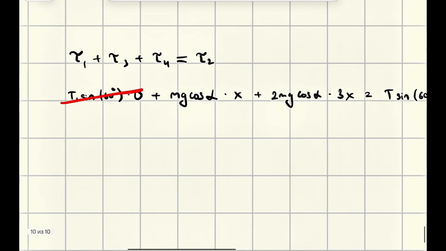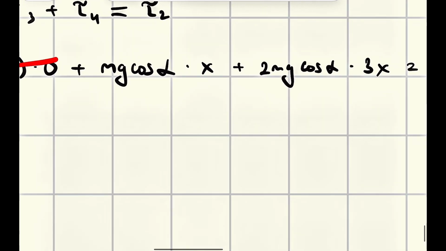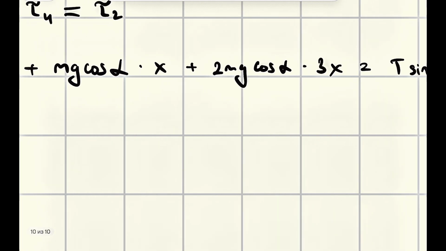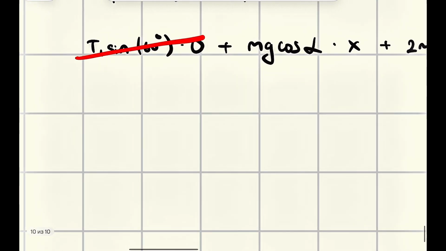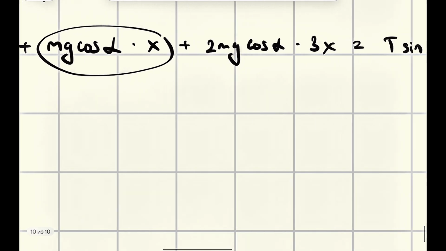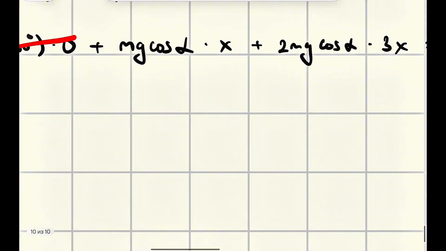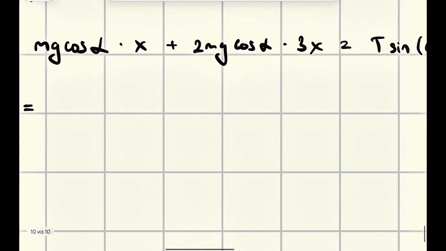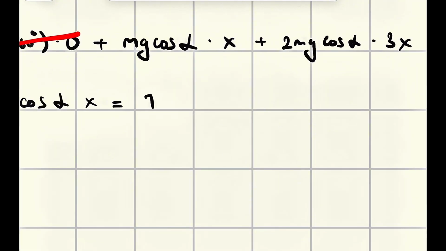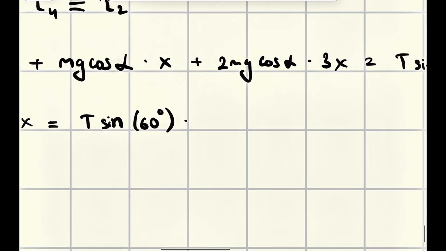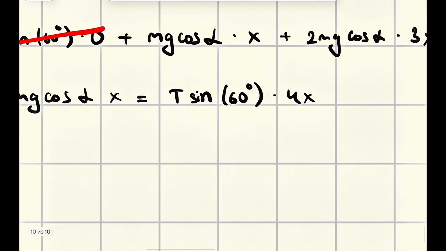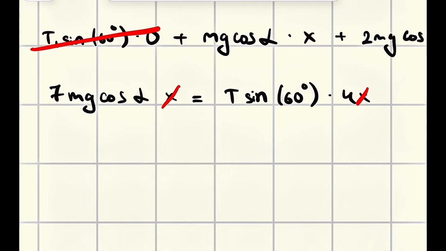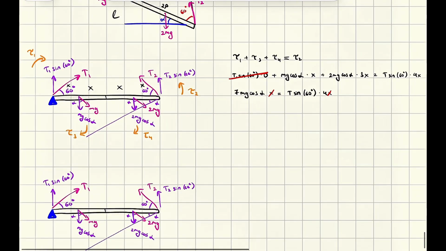And right now what we can do, we can see that this is x mg cosine alpha. Right here we have 6 mg cosine alpha multiplied by x. So what is this going to be? This is going to be 7. Why? Because this one is 1, this one is 6. It's the very same thing. 7 mg cosine alpha x equals T sine 60 multiplied by 4x. We can just cancel out those x's. In fact, those are not important anymore, and we can see this tendency. Okay, this is pretty good.